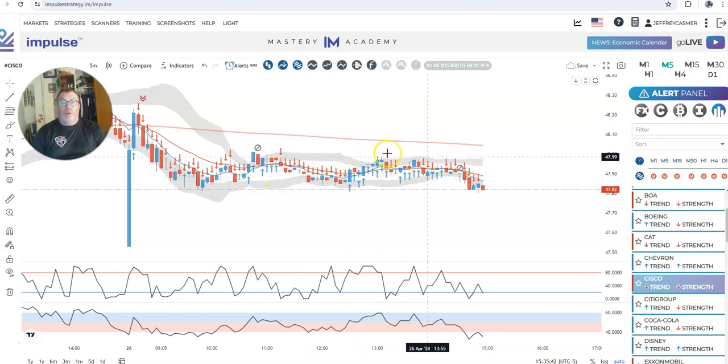So this is real consolidation on a 5 minute. I'm looking for 4 blue candles with the arrows. Here they are: 1, 2, 3, 4, 5, 6, 7. And now you're looking for the first red candle and arrow going back down. So this is a potential opportunity.